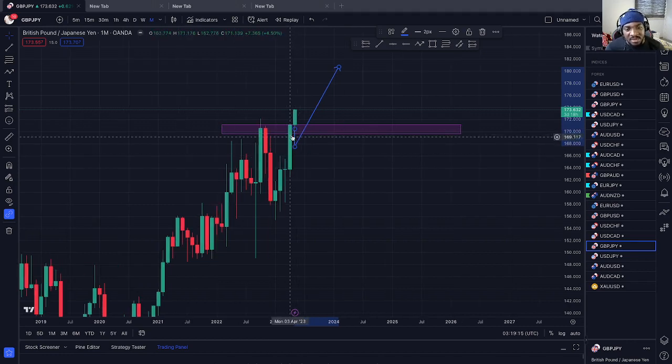So when you see a big candle like this, I'm not thinking that you should be trying to sell the market, because we still have many buyers in this market. There are a lot of people trying to buy this market.